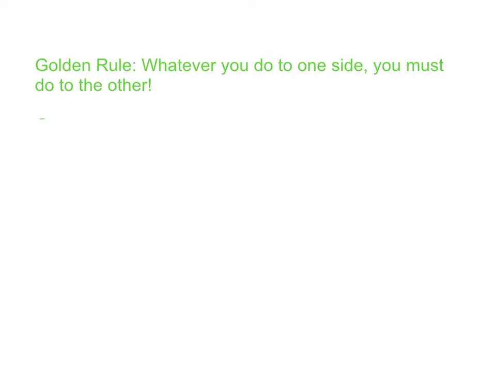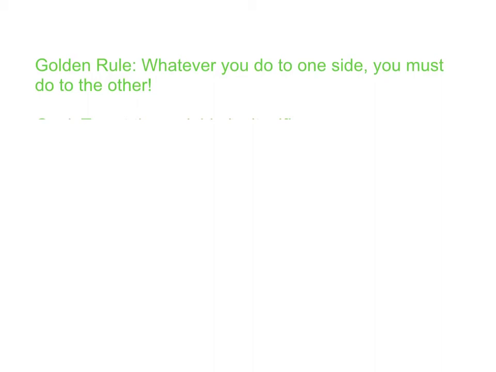And the goal is to get x, or the variable I should say, by itself. Okay? And we're going to use subtraction to undo the addition. Okay? So these are sort of our basic rules.